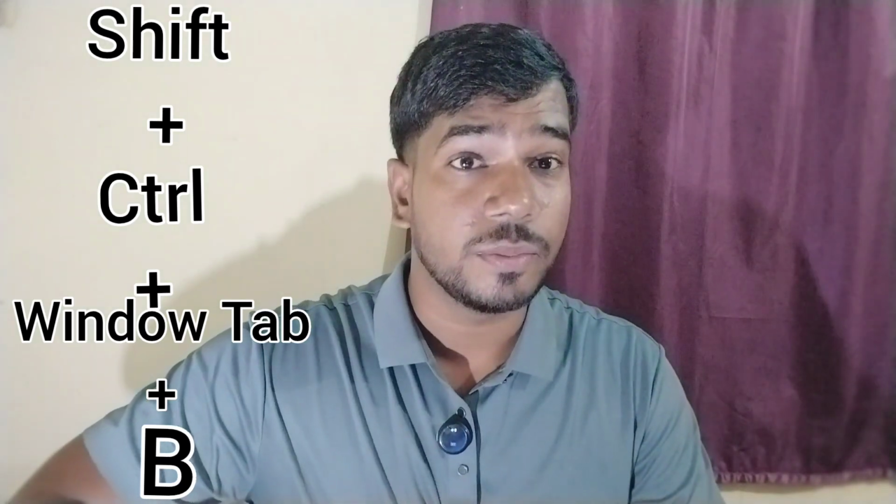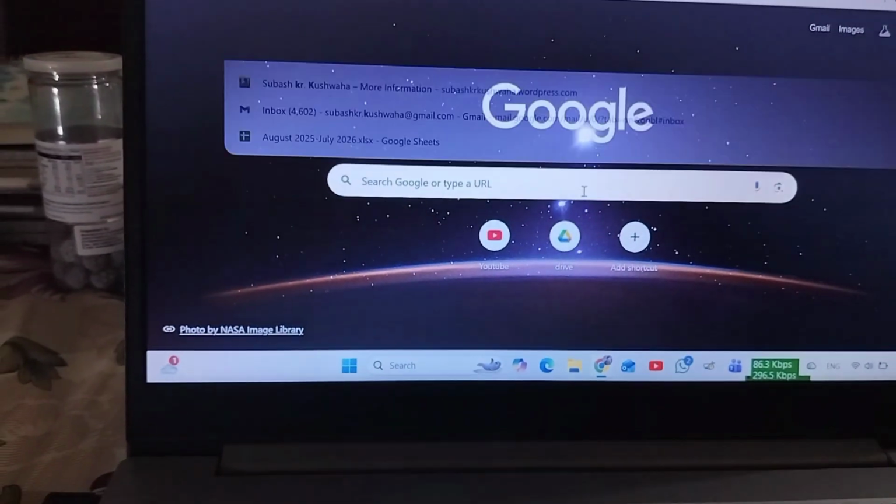For that, the first step after the laptop screen turns black is to press Shift, Control, then Windows, then B. These four keys we need to press together for about 2 to 3 seconds, and after that a sound comes from your laptop, it blinks 2 to 3 times, and your laptop screen will return to its normal position.